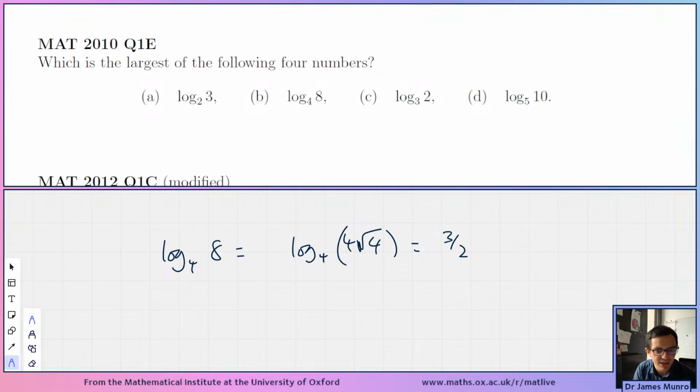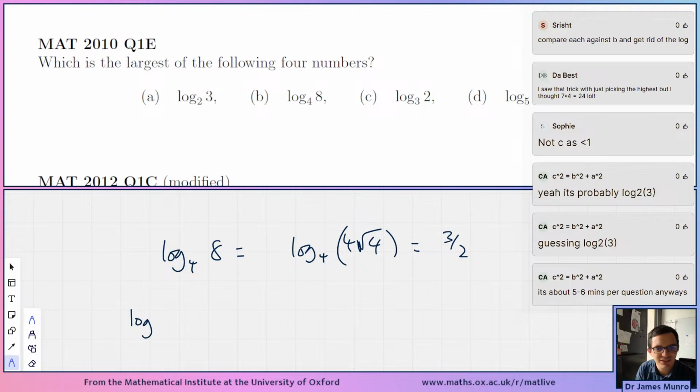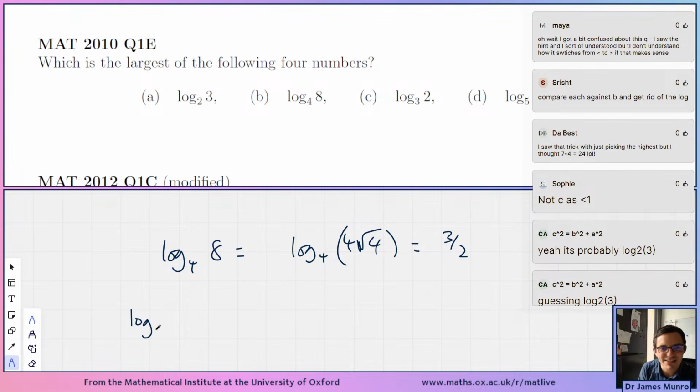Suggestions in chat are coming in. Let us go. Probably log base 2 of 3, not C. Compare it against this 3 over 2 stuff. Yeah, probably log base 2 of 3. That's the pick in chat. That's the idea that the chat wants to go with. Sophie says not C, because log base 3. Can I fit a chat on screen? Oh, not quite. Chat's going to hide one of the options. Let's have chat there for a minute.